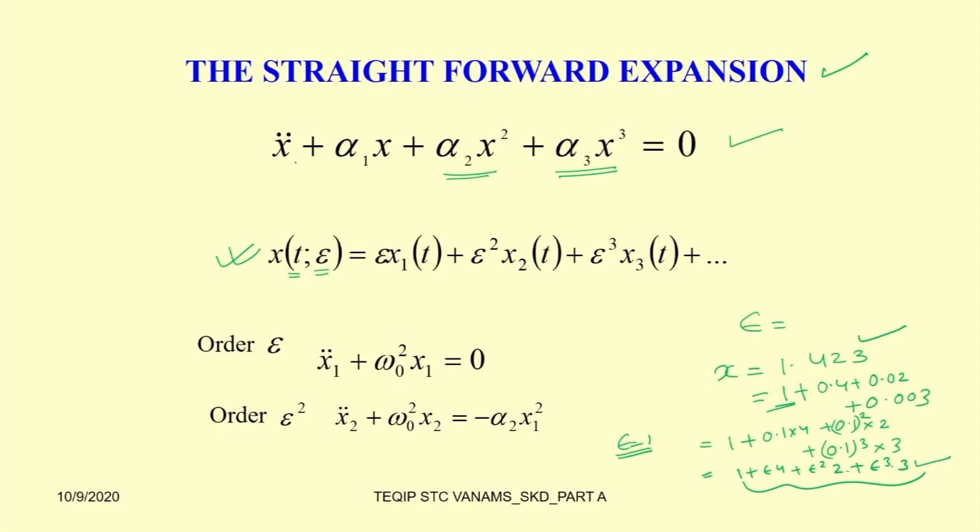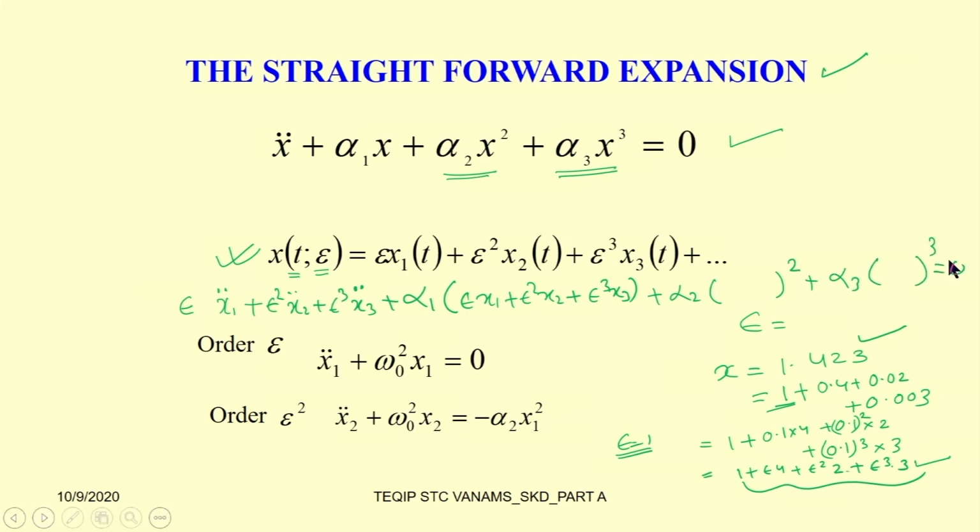Now substituting this expansion in the original equation, it can be written as epsilon into x 1 double dot plus epsilon square into x 2 double dot plus epsilon cube into x 3 double dot, plus alpha 1 into (epsilon x 1 plus epsilon square x 2 plus epsilon cube x 3), plus alpha 2 into the same thing squared plus alpha 3 into the same thing cubed, equal to 0.